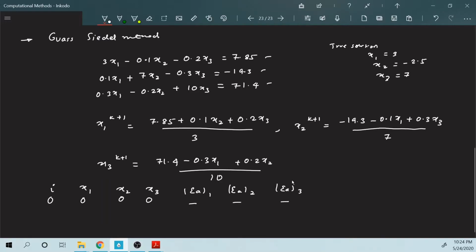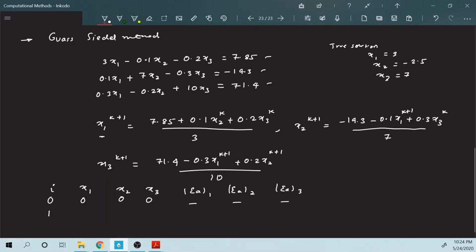So let's talk about the first iteration. Here you are going to substitute the value from the previous iteration. Okay, but now when you come to x2, you have already calculated x1, so you are going to use the current value of x1 and the previous value of x3. And by the time you come to x3, you have already calculated x1 and x2, so you are going to use the current values of x1 and x2. This is the only thing that you have to take care of in Gauss Seidel method.